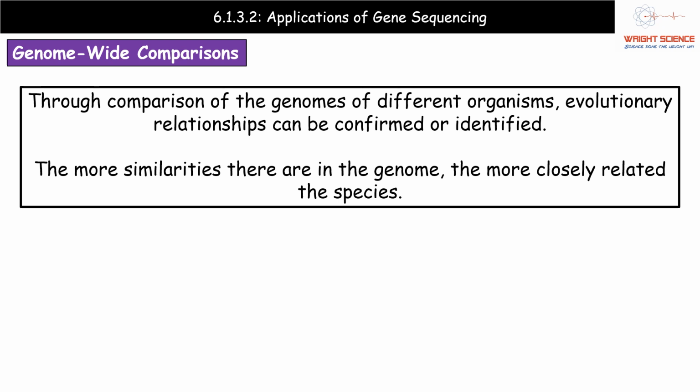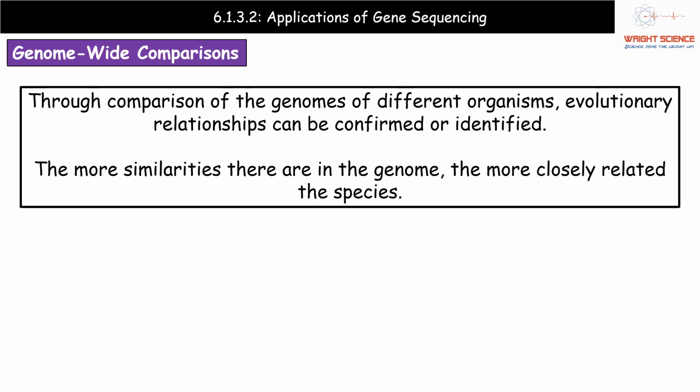And one of the key things that we are now able to do as a result of all of these different organisms of which we've sequenced the genomes for, is compare their different genomes, and then have a look to see just how similar they are to one another. And this lets us actually work out evolutionary relationships.